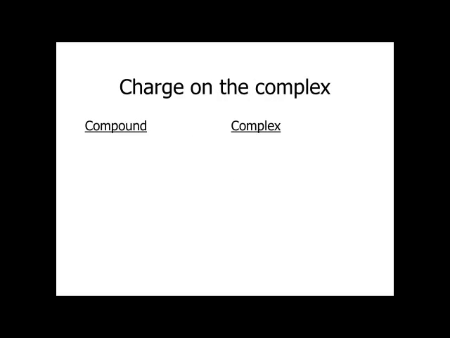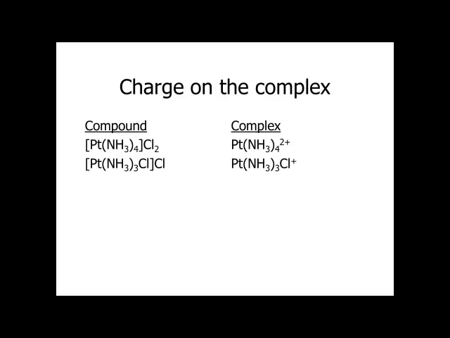Let's see how the charge on the complex changes. In the compound [Pt(NH3)4]Cl2, the complex is inside the brackets, Pt(NH3)4, and that carries a 2+ charge to balance out the chlorides. Here we have [Pt(NH3)3Cl]Cl, bringing a chlorine inside, and there's a chlorine outside of the complex. The complex is Pt(NH3)3 taken 3 times Cl+.